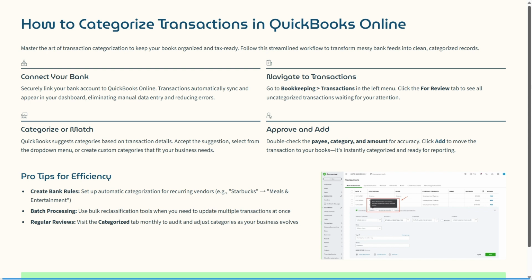Some pro tips: create bank rules. So this entails setting up automatic categorization for recurring vendors. Batch processing: you can use bulk reclassification tools when you need to update multiple transactions at once, and then do regular reviews. So visit the Categorized tab on a monthly basis to audit and adjust your categories as your business evolves.